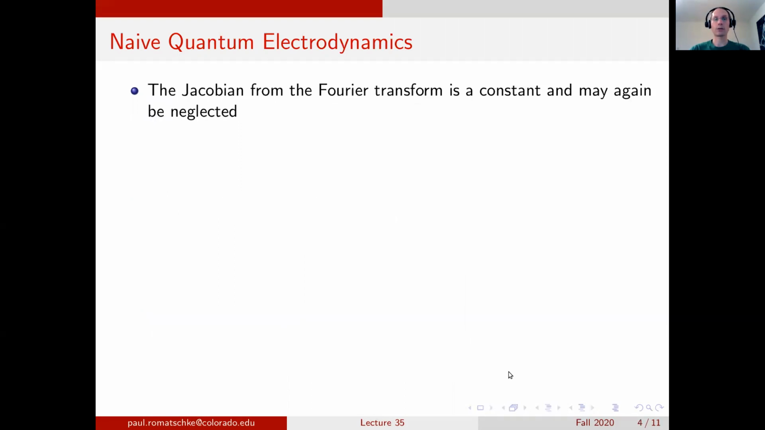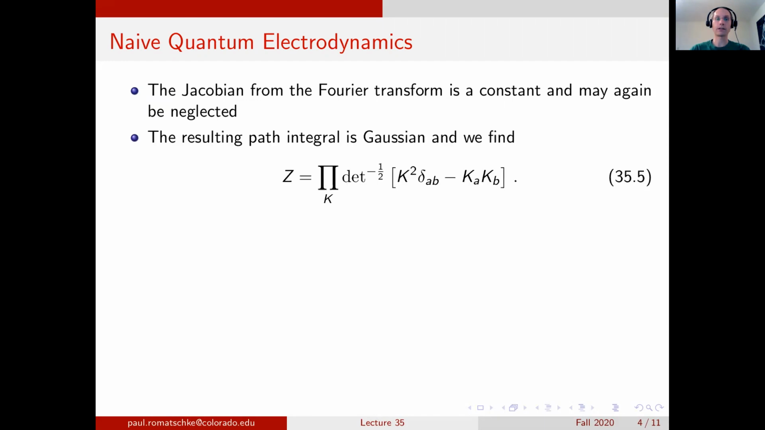The Jacobian from the Fourier transform from A of x to A twiddle of k is a constant, and as before, we may neglect it when we write down the path integral. The resulting path integral for the partition function is Gaussian because it's quadratic in A, so we can just perform the path integral, and we find that Z is given as a product over all k times the determinant to the power of minus 1/2 of this matrix that we have in the exponent.